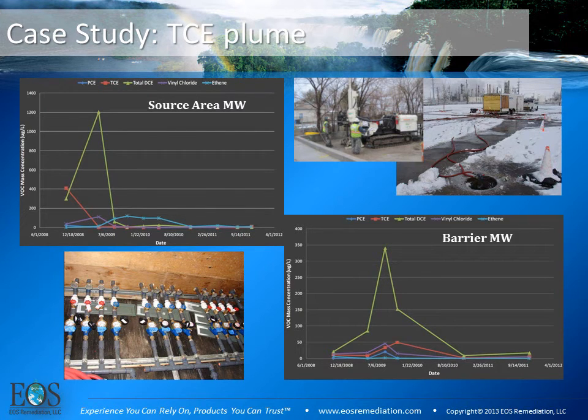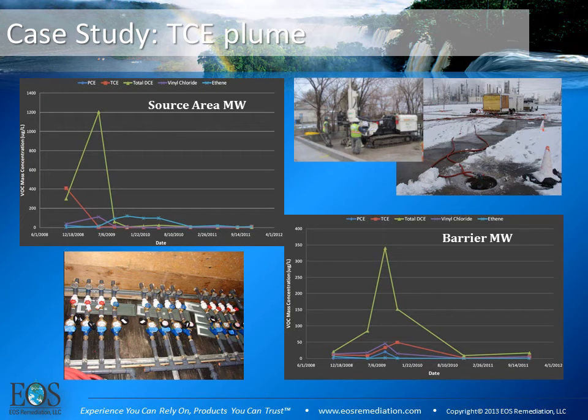Let's look at two data points: the source area and the down gradient barrier. First, let's look at the source area. That's the upper left-hand corner. You see that their TCE, which is the red line, started at about 400 micrograms per liter. And once they introduced the EOS, that immediately dropped off. Within about 6 months, they saw no more TCE at the site.